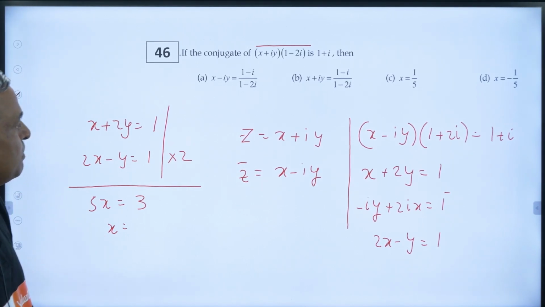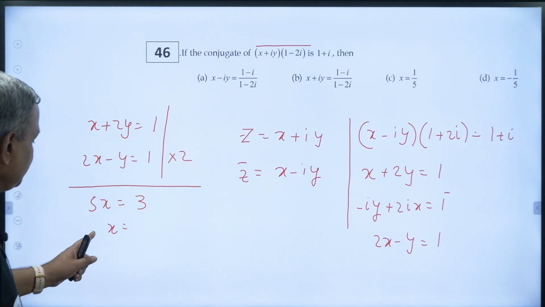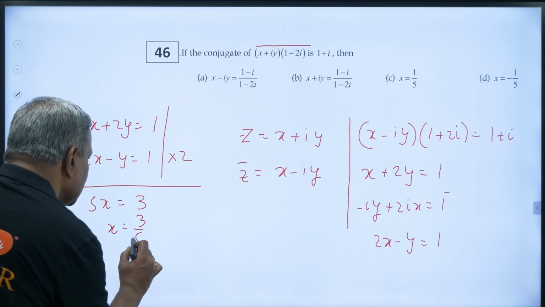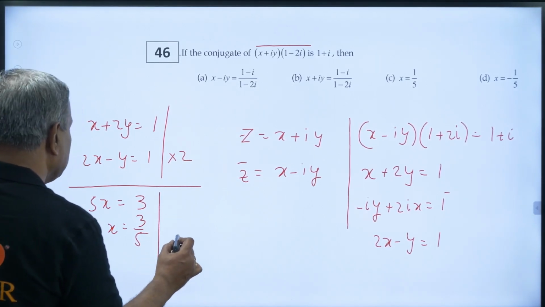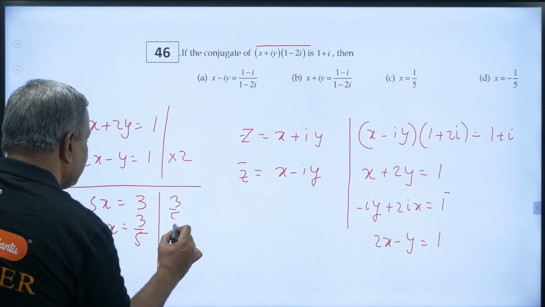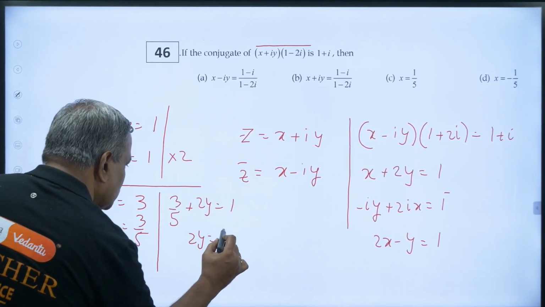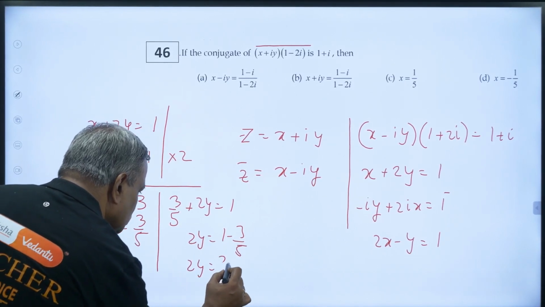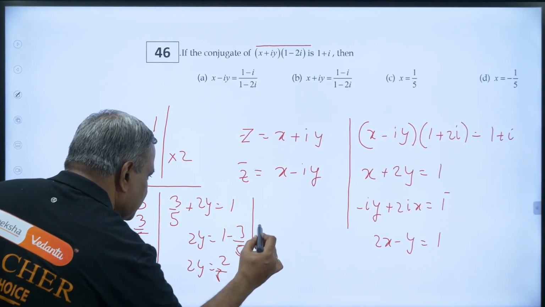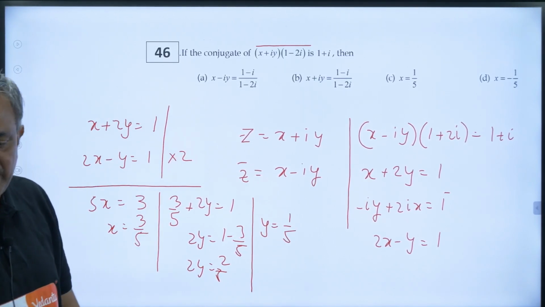The conjugate of a complex number. Okay, again you have to solve. The answers are given in that form, we have to solve that one. x is equal to how much? 3 by 5. We got x equal to 3 by 5. You substitute here: 3 by 5 plus 2y is equal to 1. So 2y is equal to 1 minus 3 by 5. This is 2y is equal to 2 by 5. It means y is equal to 1 by 5.